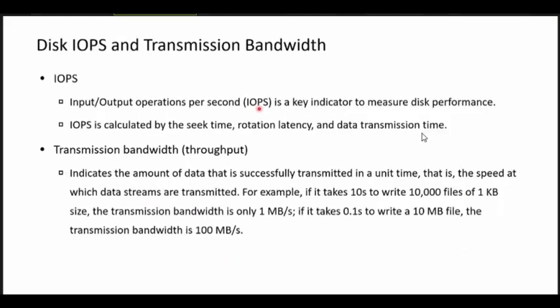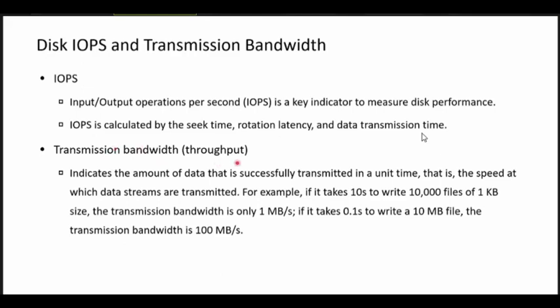Then you have IOPS and transmission. IOPS stands for input-output operations per second. This is one of the key indicators to measure disk performance. IOPS is calculated by seek time, rotational latency, and data transmission time, all these three things together. Once IOPS is calculated, you'll know how many inputs and outputs, or how many reads and writes, you can do per second, right?